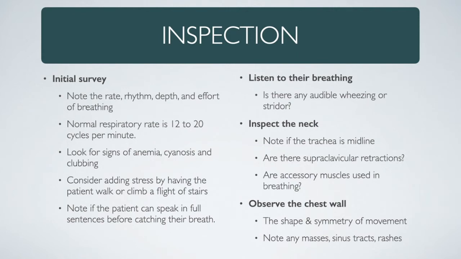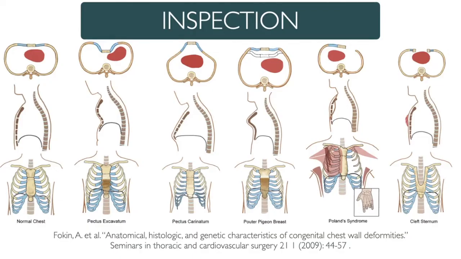And then, of course, observe the chest wall. Note the shape and the symmetry of movement, and note any masses, sinus tracts, or rashes on the chest wall. In this particular series of illustrations from Fokin, note that there are different varieties of chest wall deformities. On the leftmost side, we see a normal chest, followed by an example of pectus excavatum, wherein there is a concavity in the middle around the breastbone. You have pectus carinatum, wherein the breastbone is anteriorly projected, causing a pigeon breast deformity.